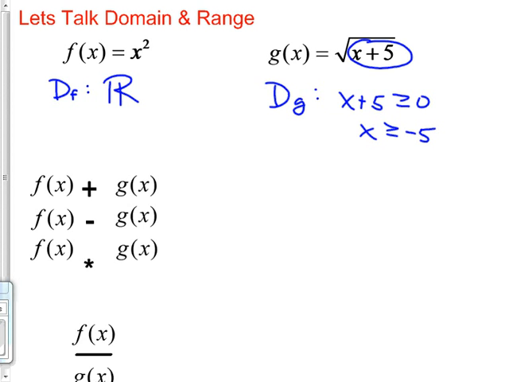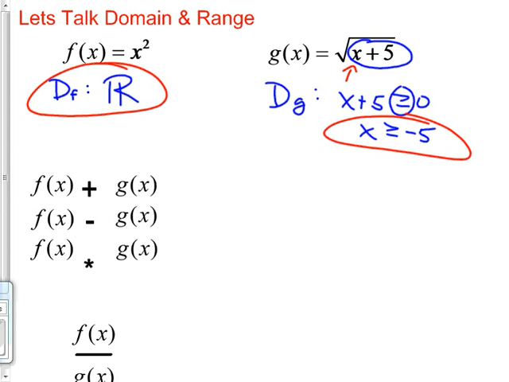See what I just did there? Took what's underneath the root and I set it greater than or equal to 0, and then I solved it. Okay. So my domain is, it has to be negative 5 or bigger than that. That makes sense to you? If I put in a negative 5, it's okay. And if it's smaller than that, it wouldn't be okay? All right. So now, here's my domain of this one. Here's my domain of that one.